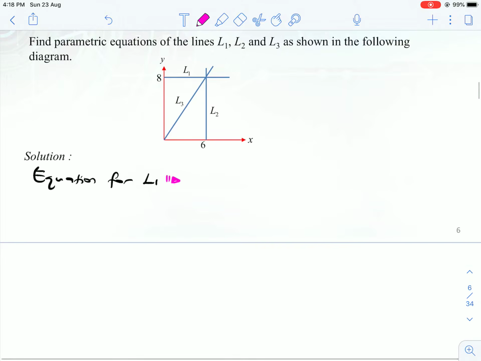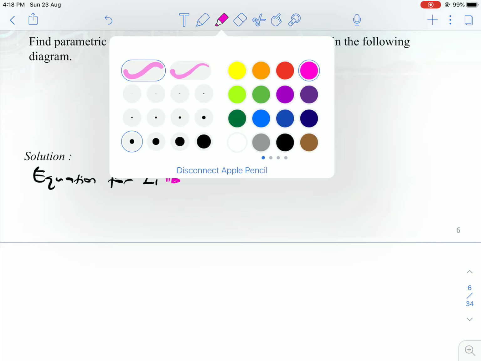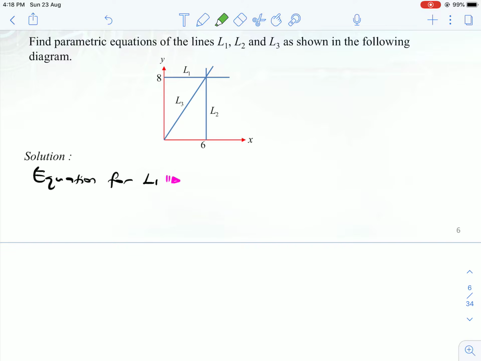Again, we need two pieces of information: a point P naught and a parallel vector. What you should do here is, this is the line L1. Let me highlight this. Here, this is the line of L1. So we have two coordinates on the line, two coordinates on the line. We have P naught.